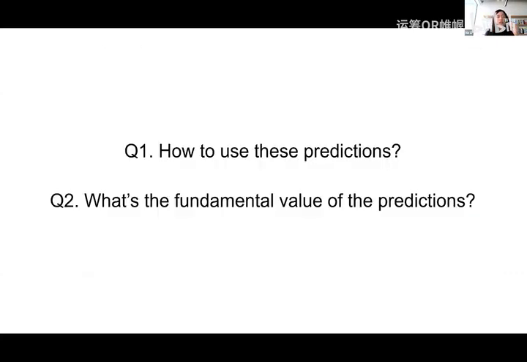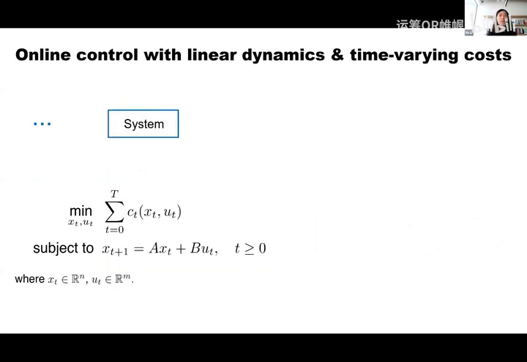So the question is, they have predictions available, and those predictions may not really be in the worst-case language. So how can we really use this prediction, and what is the fundamental value of the prediction? I'm trying to explain the problem clearly. I'm using a linear system to illustrate the idea, and all the math I'm going to present can be generalized to the nonlinear system.